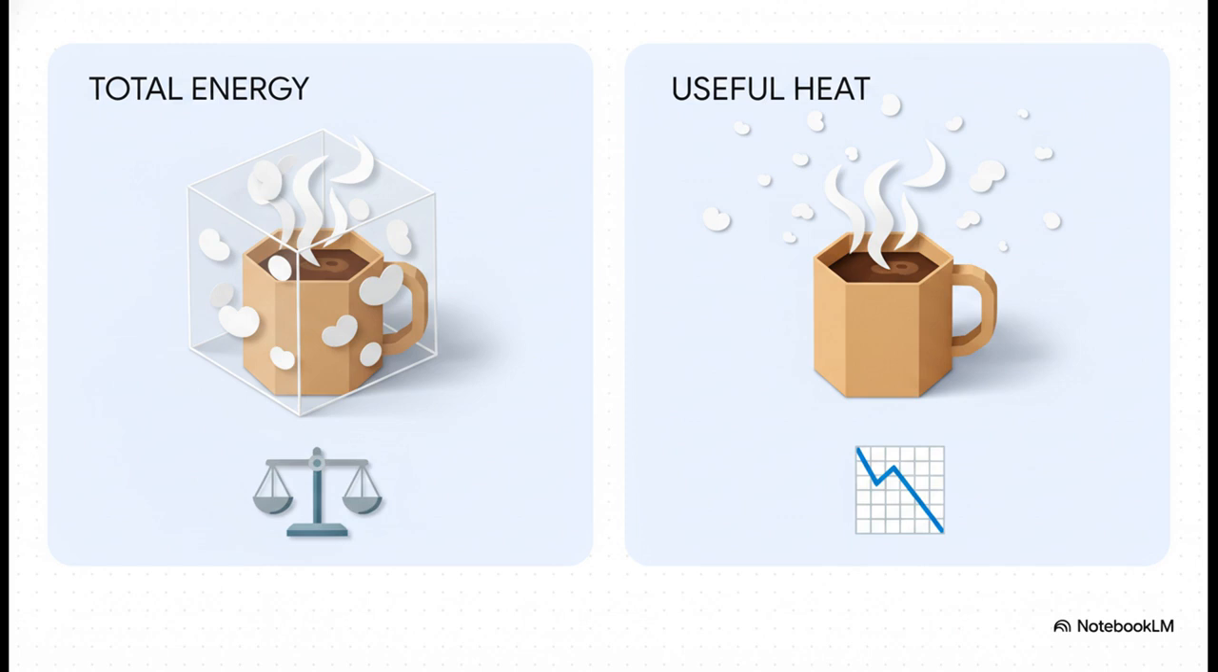But what if you track a different budget? What if you track useful heat, the heat that can do work? Well, now you see a completely different story. You see an irreversible loss. That concentrated, useful heat just dissipates into the room and you can't get it back. Same coffee, same room, but two totally different stories just by changing the budget.